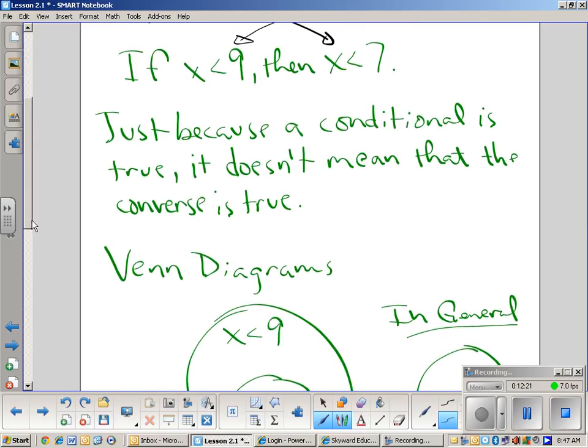Just because a conditional is true, it does not mean the converse is true. You're going to be tested on that over and over and over again. You're going to be tested on trying to say the converse is true just because the original conditional was true. And you have to understand right now, it is not true just because the conditional was true. Understand that.